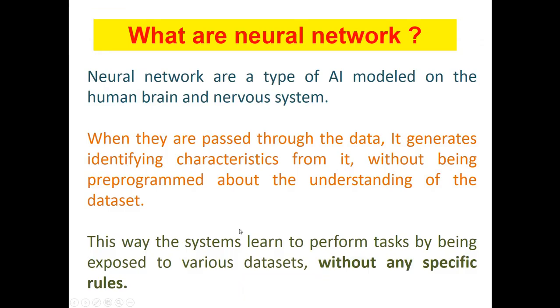Now, what is a neural network? Neural networks are a type of AI modeled on the human brain and nervous system. We try to understand the biological neuron and then try to create an artificial neuron which functions similarly. So an artificial neuron, when data is passed through it, generates identifying characteristics from it without being pre-programmed about the understanding of the data set. All these things we will understand a little later.